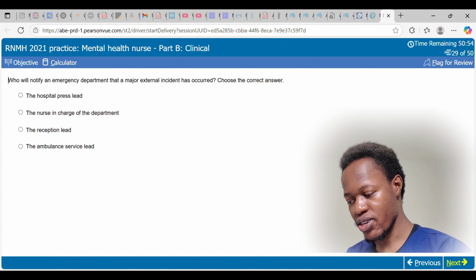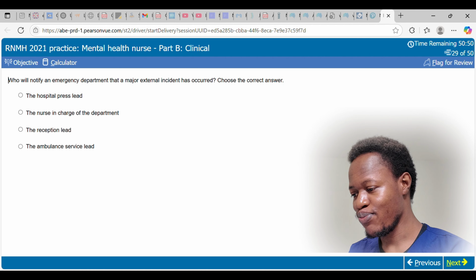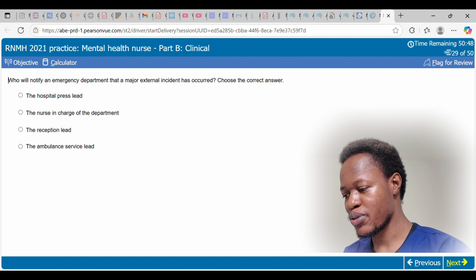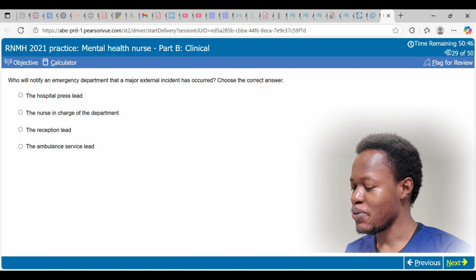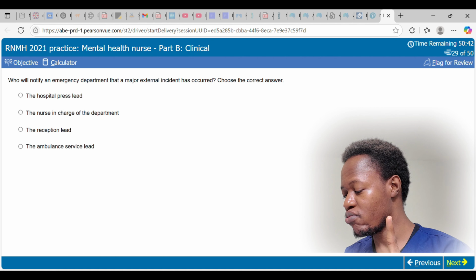Who will notify an emergency department that a major external incident has happened? Choose the correct answer. This is a tricky question. Don't let it confuse you. So option A says the hospital press lead. No. Option B says the nurse in charge of the department. Option C says the reception lead. No.